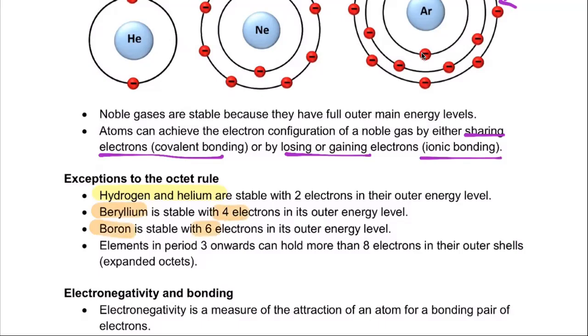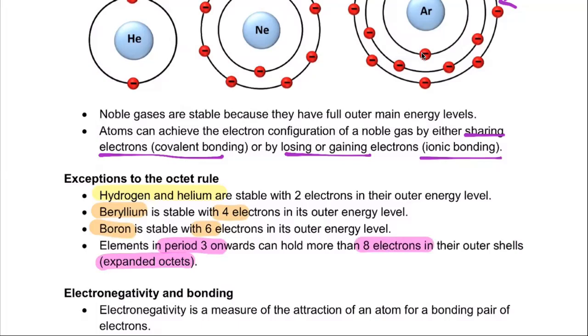And then the other exceptions are ones that can actually have more than 8 electrons. And that's what we get to in the HL material. Those are called expanded octets. And so everything that's in the 3rd period, which remember that's our 3rd row on the periodic table, the 3rd horizontal row, everything there, they can have more than 8 electrons in their outer shells, the nonmetals.